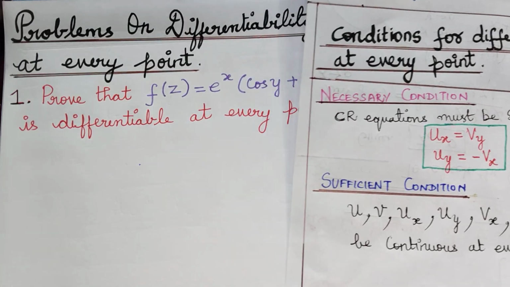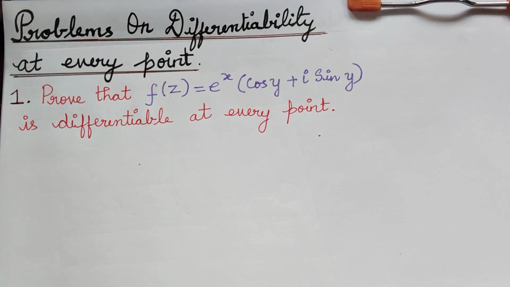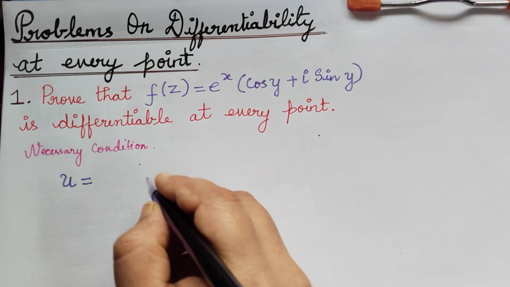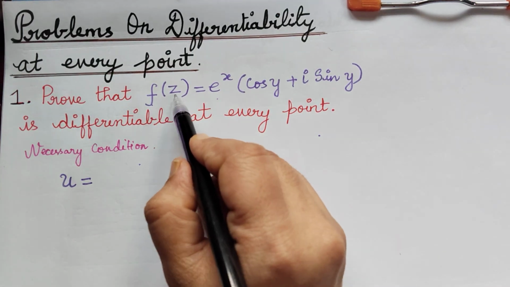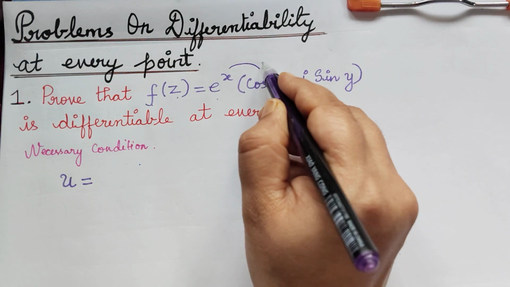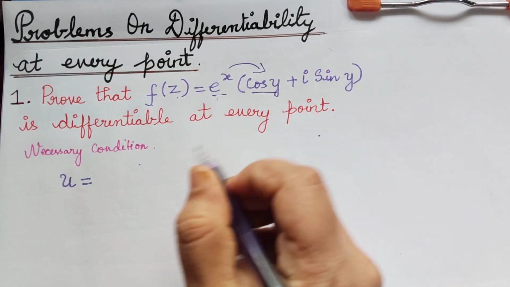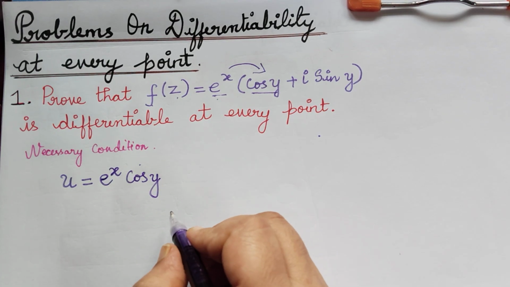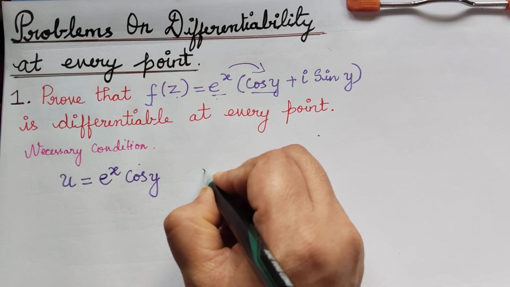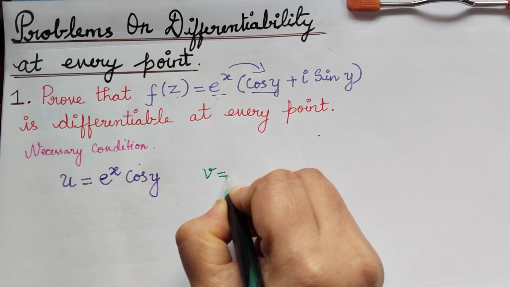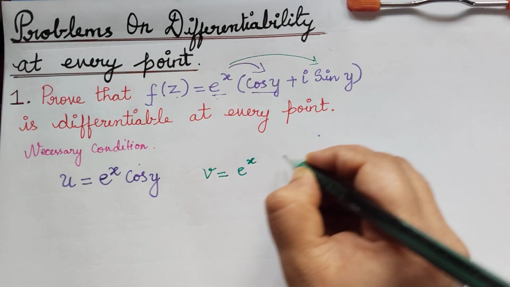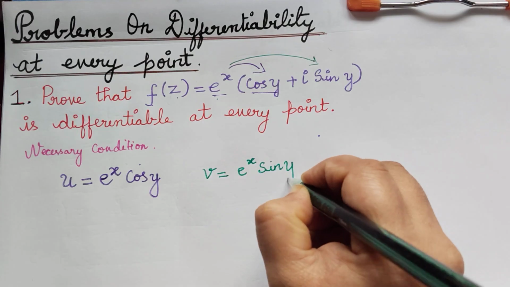Now, in order to prove this problem, we have to check for the necessary condition first, for which we have to write the function u. What is the function u? It is the real part of f of z. So the real part of f of z is e power x cos y. In a similar manner, we have to write the imaginary part, that is the function v. So v is equal to e power x multiplied with sin y. So this is the imaginary part.